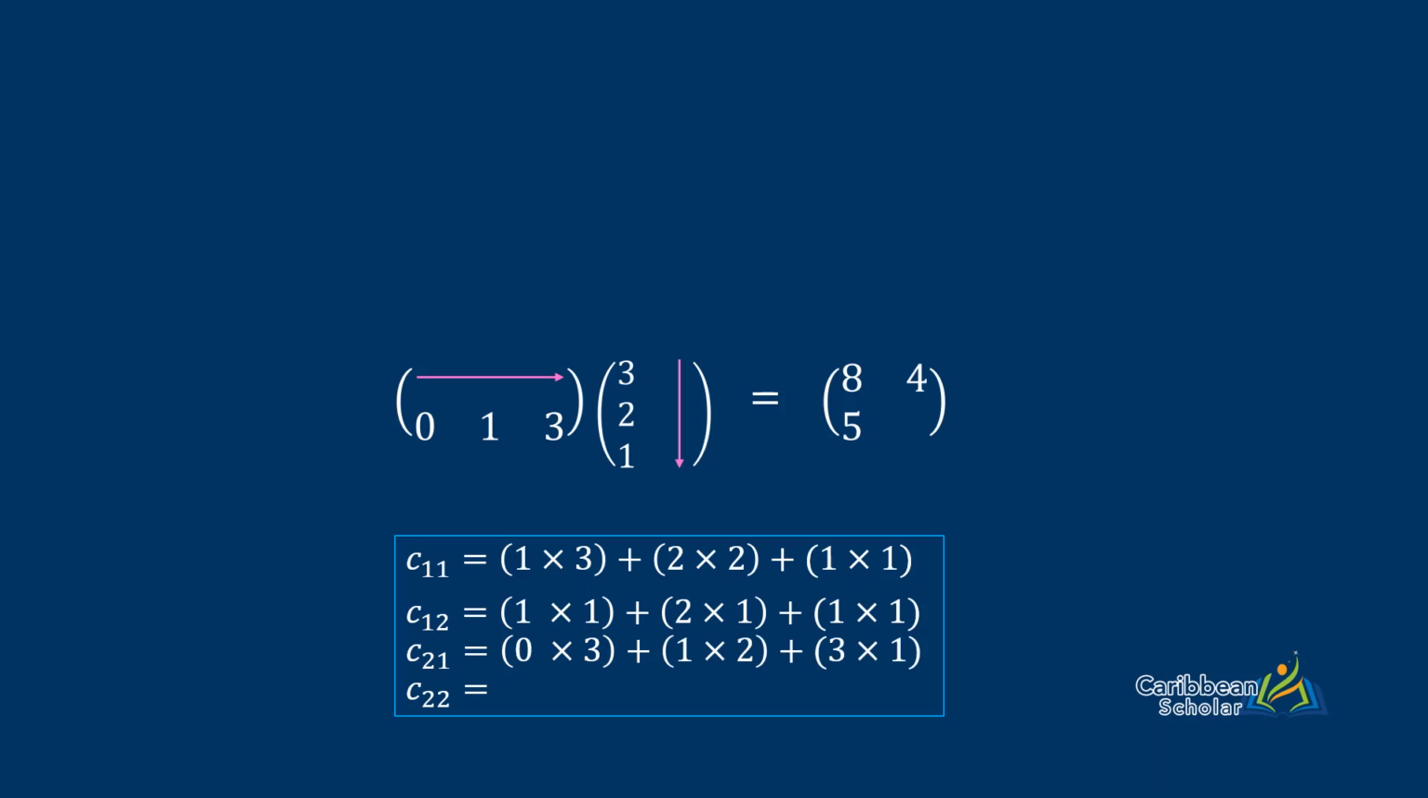Now, to get C22, we need the second row of A and the second column of B. So we get 0 by 1, 1 by 1, and 3 by 1. And that gives us 4.